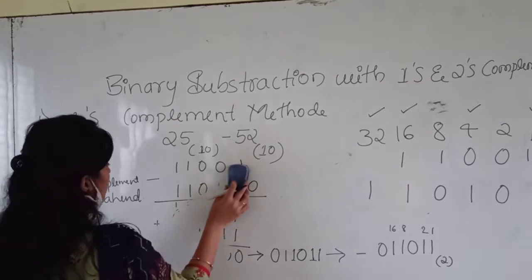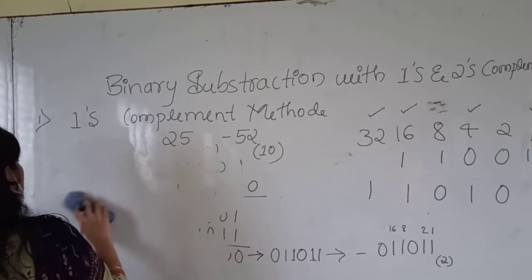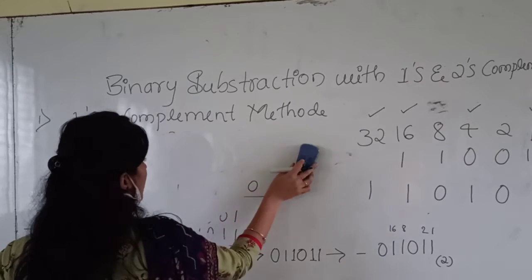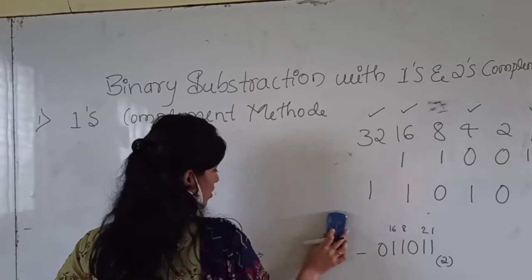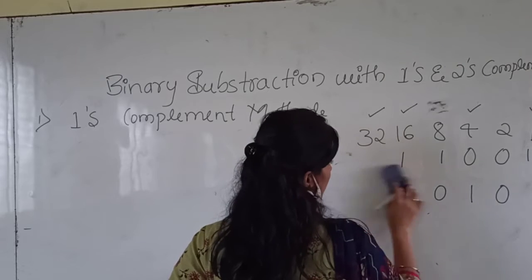That was the ones complement method for binary subtraction in case the minuend is smaller than the subtrahend.